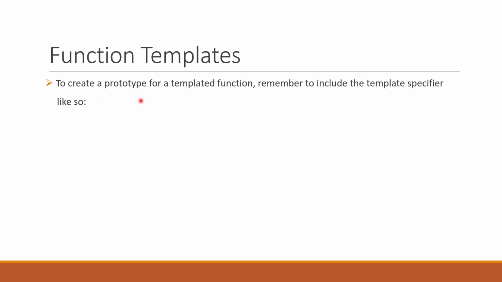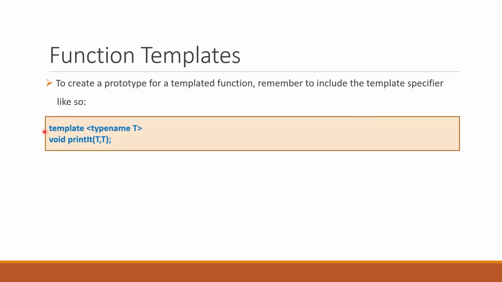To create a prototype for a templated function, remember to include the template specifier like so. Again, this can be on the line above the function prototype or on the same line, either way is fine there. I just want to emphasize that the prototype for the function needs this template, typename, and whatever name you are giving your placeholder.